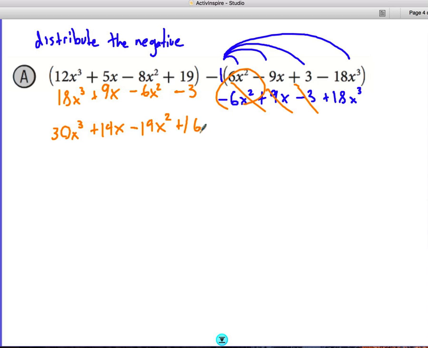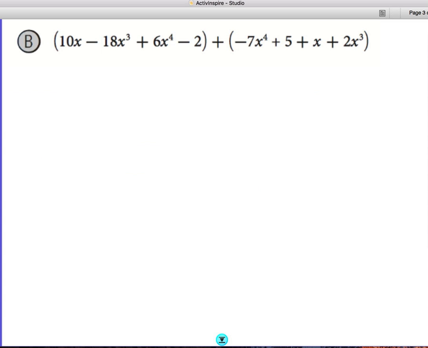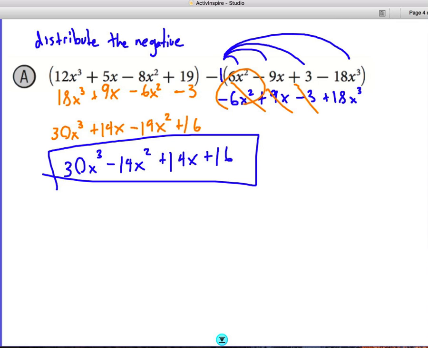So the last thing that I need to do is to write the answer in standard form. We need to make sure that the exponents are descending. So we have the x cubed as the largest exponent, so that goes first. The next is negative 14x squared, followed by 14x, and then finally the constant goes last, plus 16. So that is how you add and subtract polynomials.